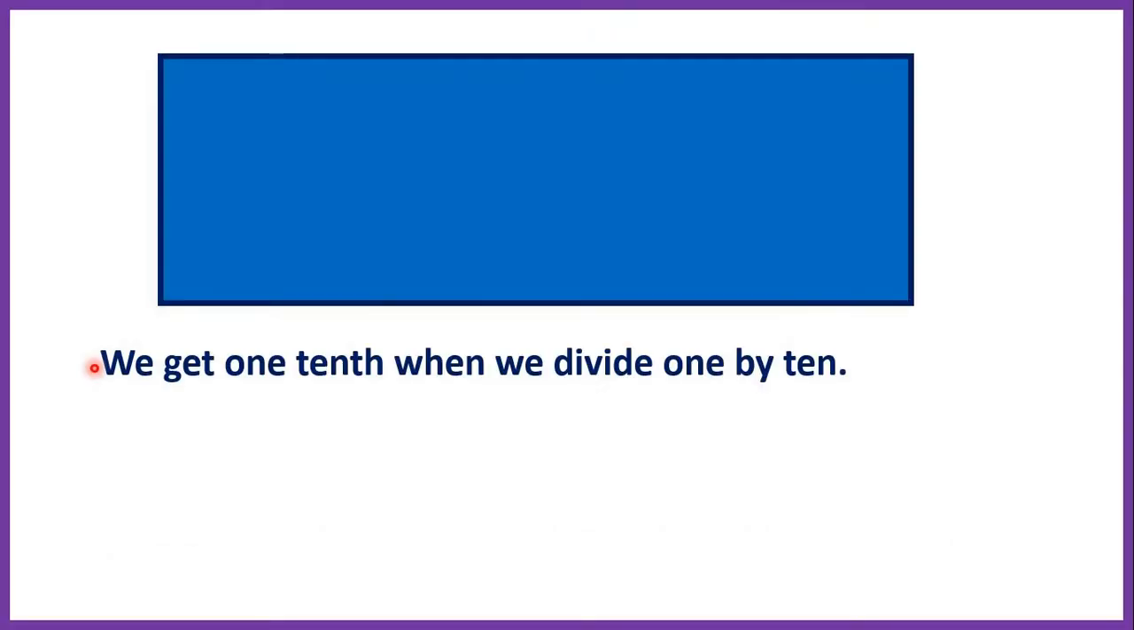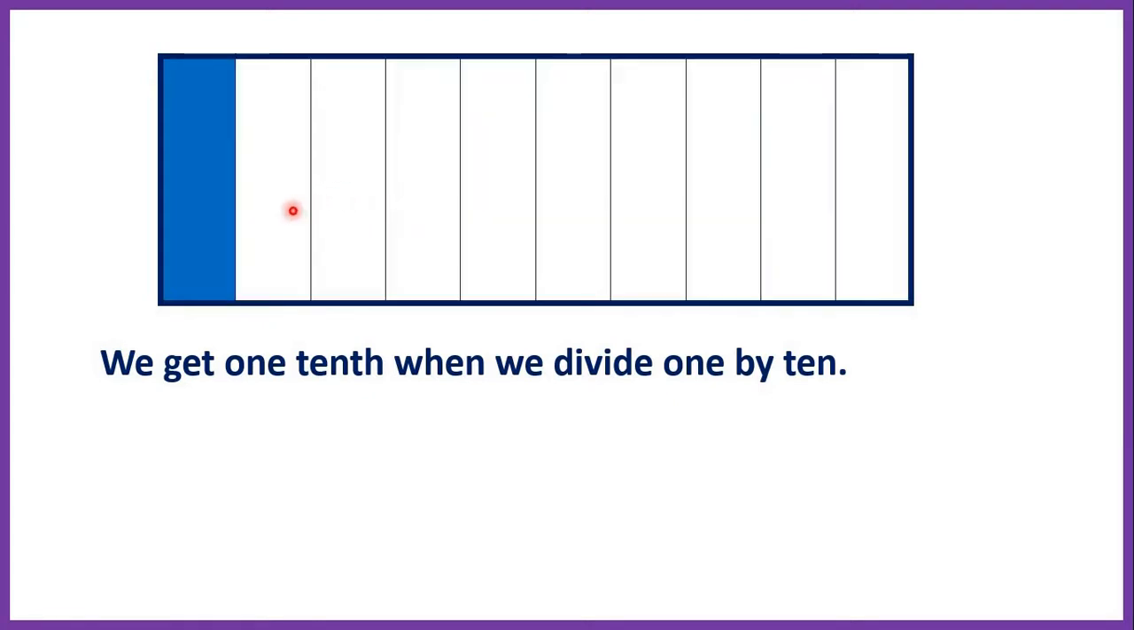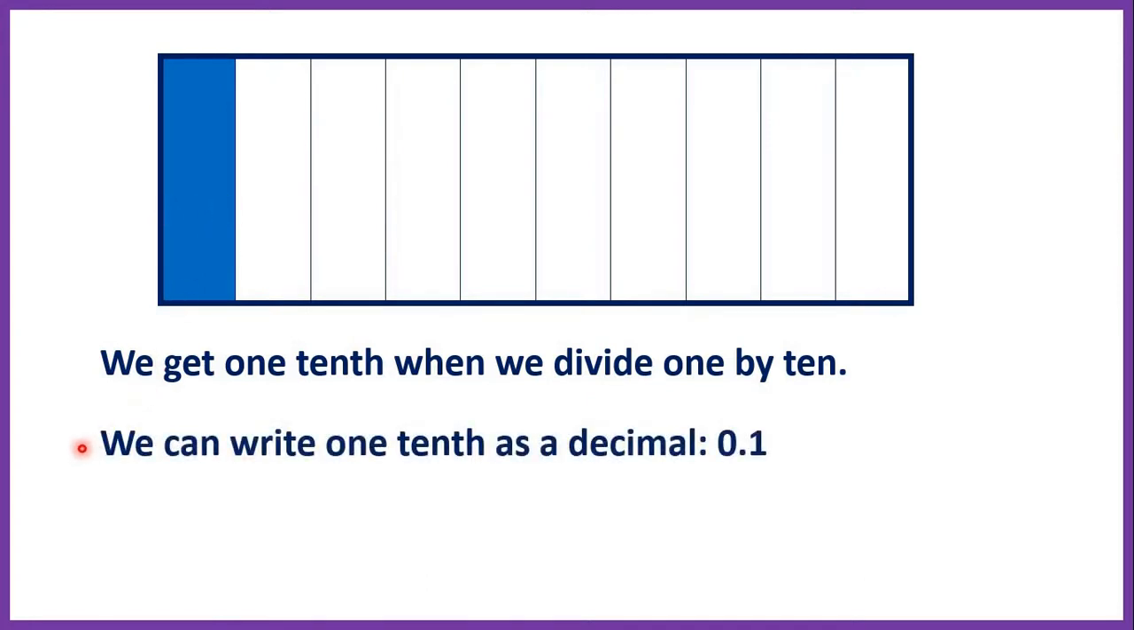We get 1/10 when we divide 1 by 10. So here we have one big rectangle, and if we divide it into 10 pieces and keep only one of those pieces, we have 1/10. We can write 1/10 as a decimal. That's 0.1. So the digit after the decimal point is the tenths digit. So what we've shown here is that 1 divided by 10 equals 0.1, or 1 whole divided by 10 is 1/10.